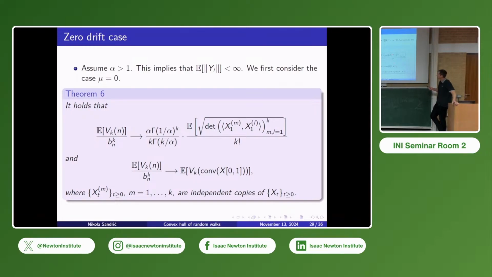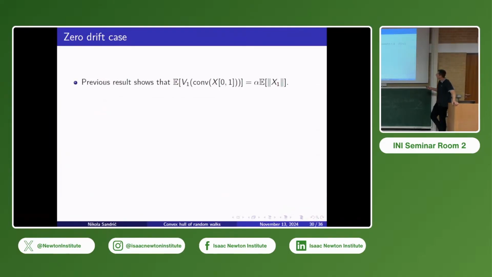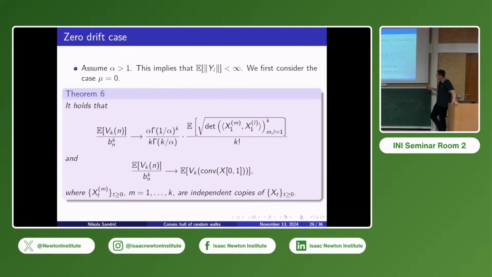And these processes X, M, L, and so on are independent copies of our process X. So this is a stable process we get in the limit. Okay, so now again, it would be interesting to say something about this thing here, just to compute it explicitly as in the Brownian motion case.